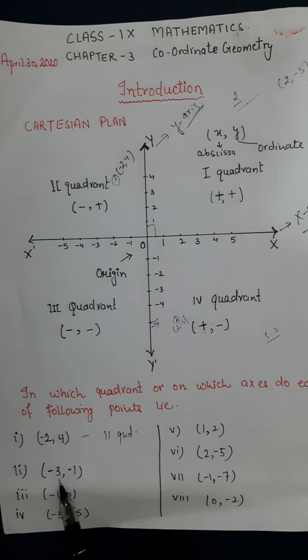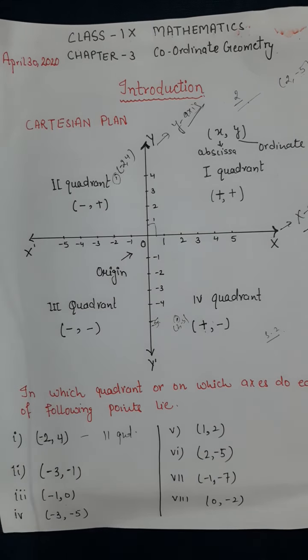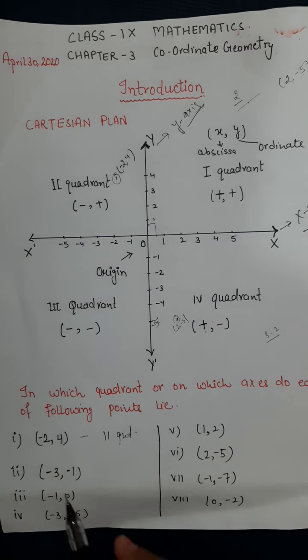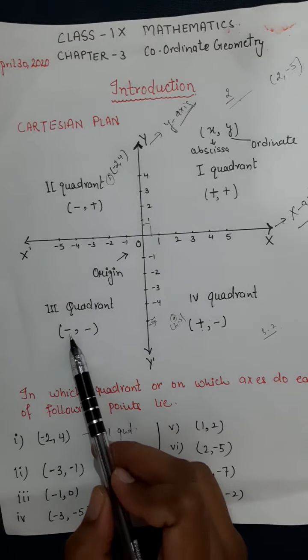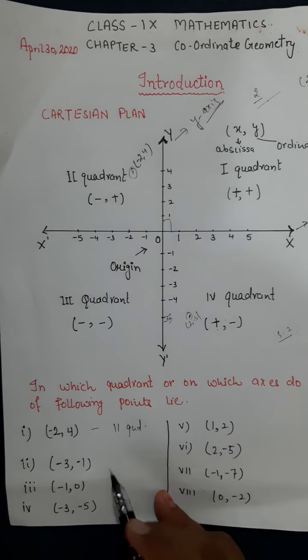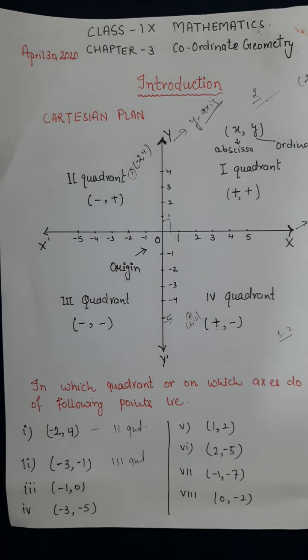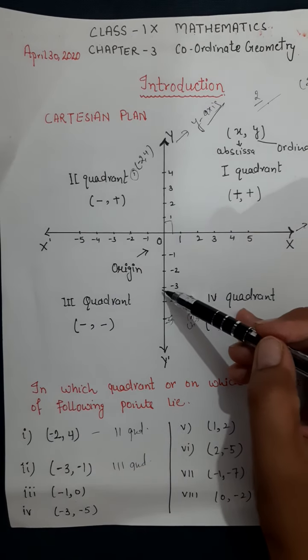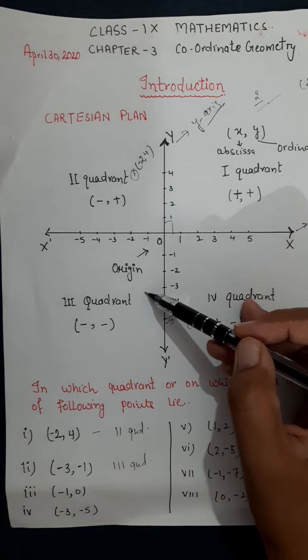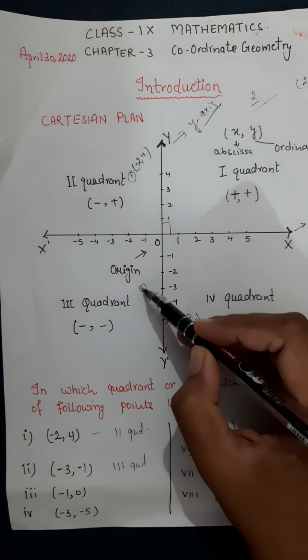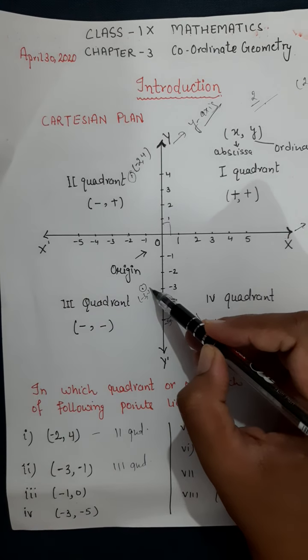Next one, -3, -1. You can guess just from the signs. Minus minus means third quadrant. But I tell you, to avoid mistakes in the paper, you must first locate the points. First you locate, then you tell the quadrant. So -3 is here and -1 is here. So the point's location will be this, -3, -1.